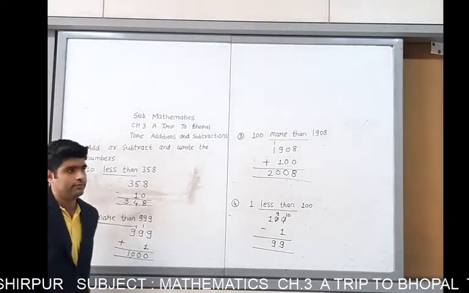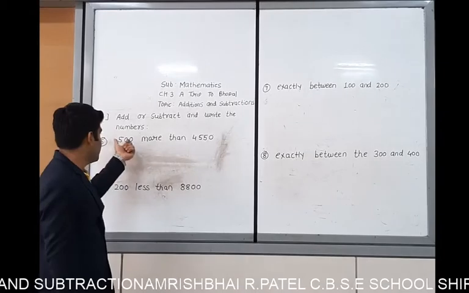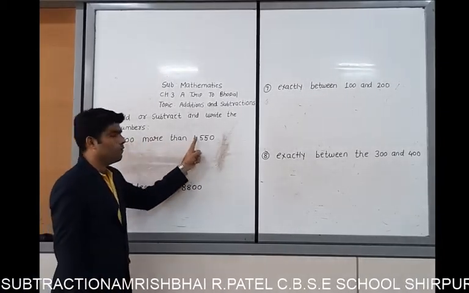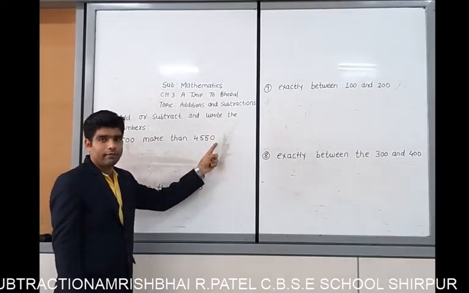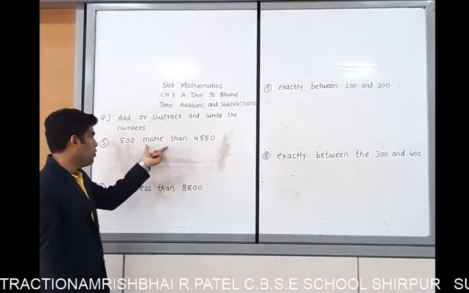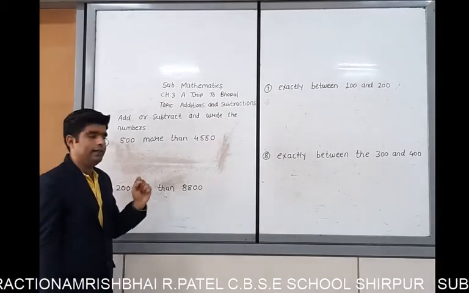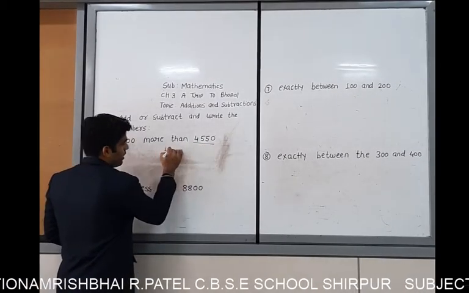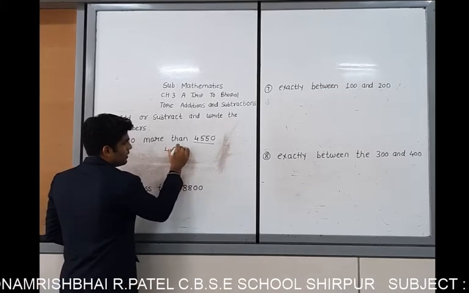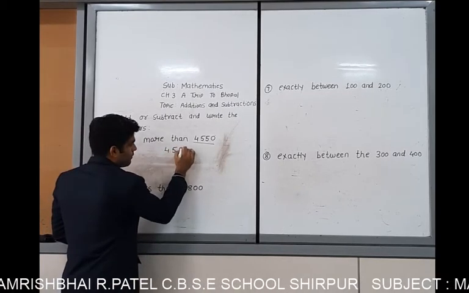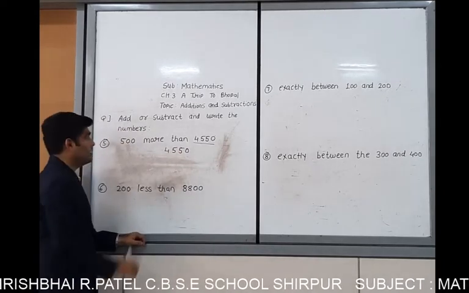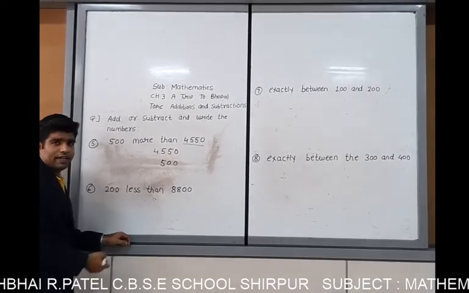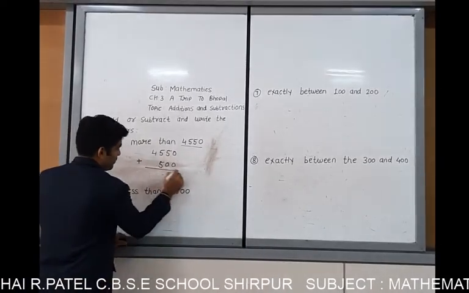Okay. Next example. Example number 5. 500 more than 4550. It means that for more than, we have to use the addition sign. Solve it. Okay. So first of all, we have to write it 4550 add with 500. Okay. So simple addition, we have to add.